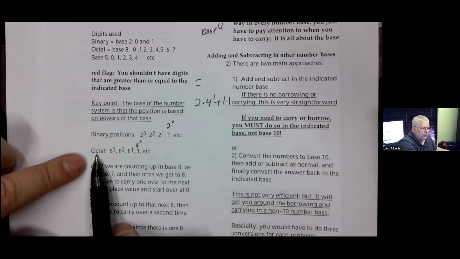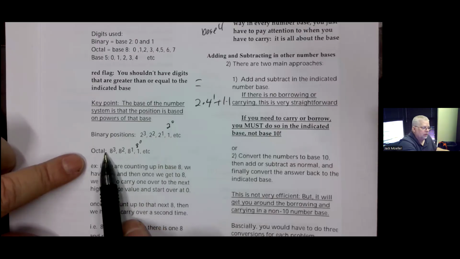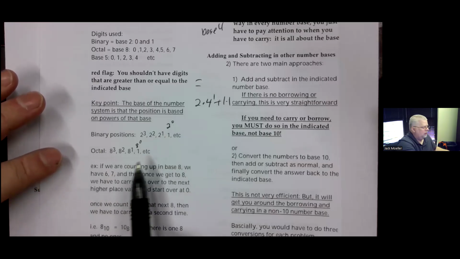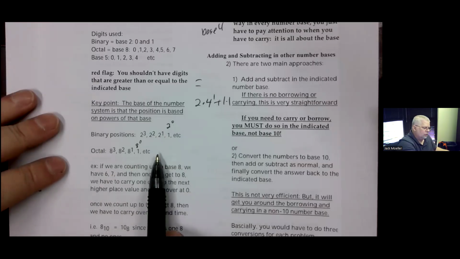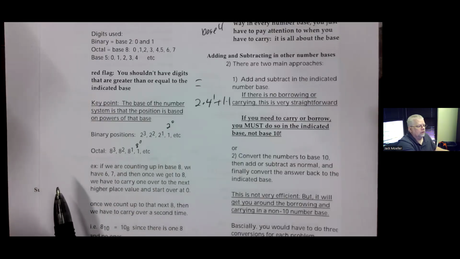For octal, which is base 8, we're going to start with 8 to the 0, which is 1. Then as you go to the left, it's going to be 8 to the first, 8 to the second, 8 to the third, and so on. If we're in base 5, then the place values on the right are going to start with the 1s, and 5 to the first, 5 to the second, 5 to the third, and so on.